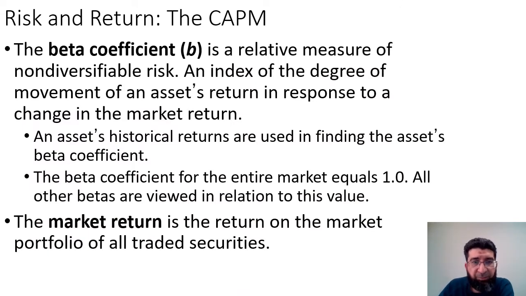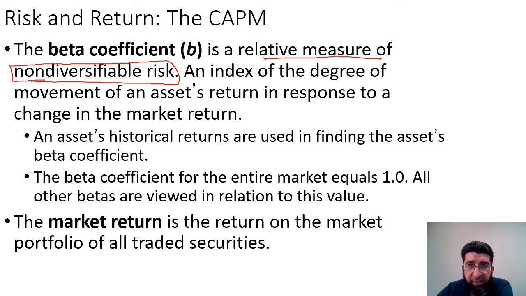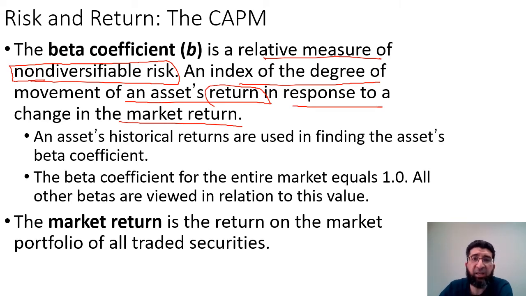Here comes the concept of the beta coefficient. The beta coefficient, which is an integral part of CAPM, is a relative measure of non-diversifiable risk. So we now discuss only non-diversifiable risk. This is an index of the degree of movement of an asset's return in response to a change in the market return. So as the market return changes, how much change in asset returns happens. This is what is measured by the beta coefficient.